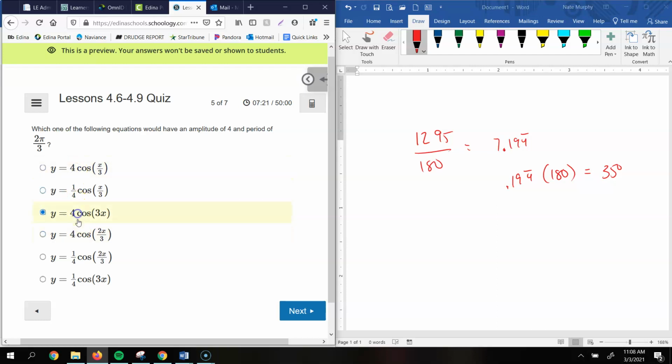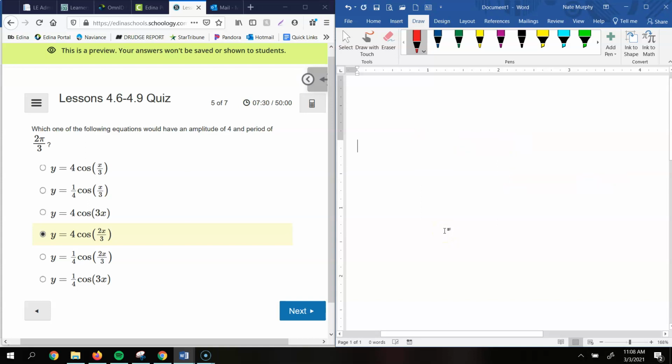Now you could have used those 3 and just worked your way backwards and figured out which one would have a period of 2 pi over 3, but let's think about that for a second. If it's got a period of 2 pi over 3, 2 pi over 3 is the same as 1/3 of 2 pi. Okay, that's what I think of here. When I see 2 pi over 3, I see that that's the same as 1/3 of 2 pi.